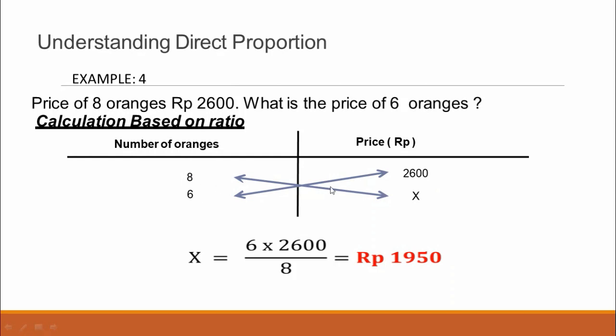Since 8 is connected with the variable, dividing both sides by 8 we obtain x is equal to 6 multiplied by 2600 divided by 8, and after simplification we obtain the value of x, 1950.